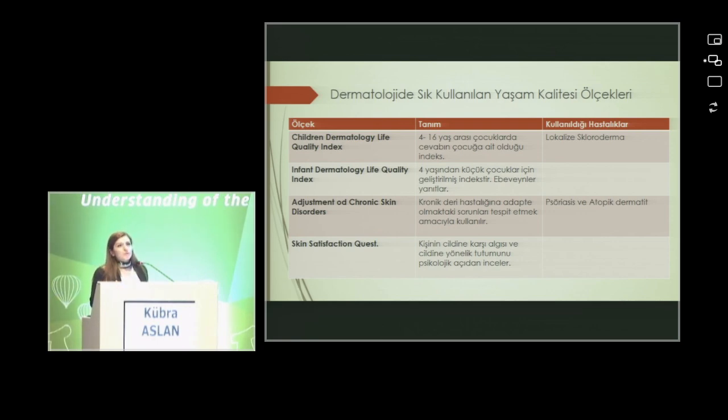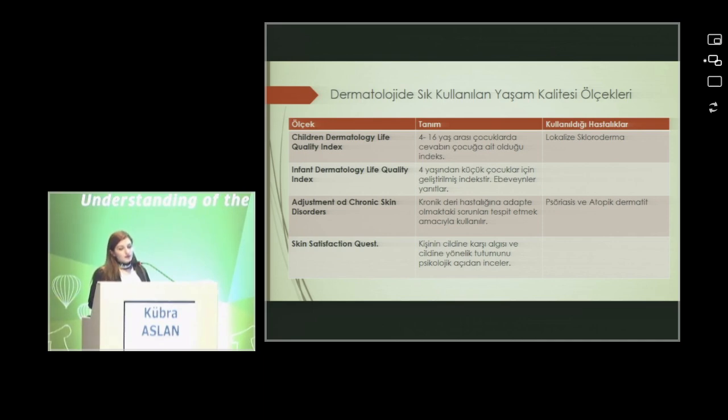If you are working with kids, there are two scales: Children's Dermatology Life Quality Index for 4 to 16 years old kids. The children answer the questions themselves. If the child is below 4 years old, then the parents will answer the questions. It is called Infant Dermatology Life Quality Index.